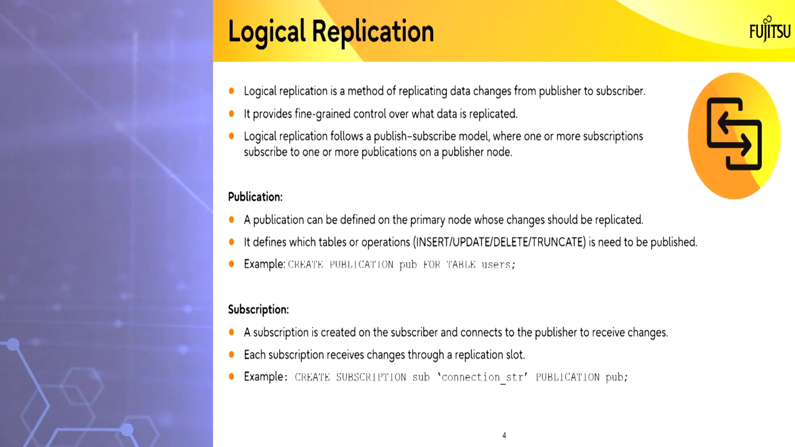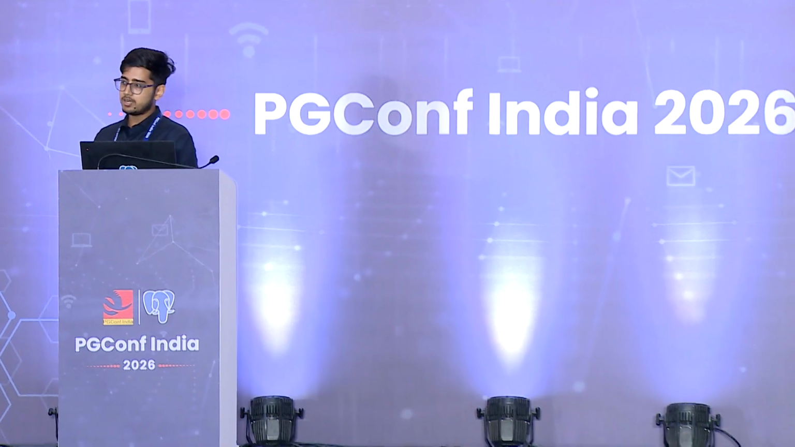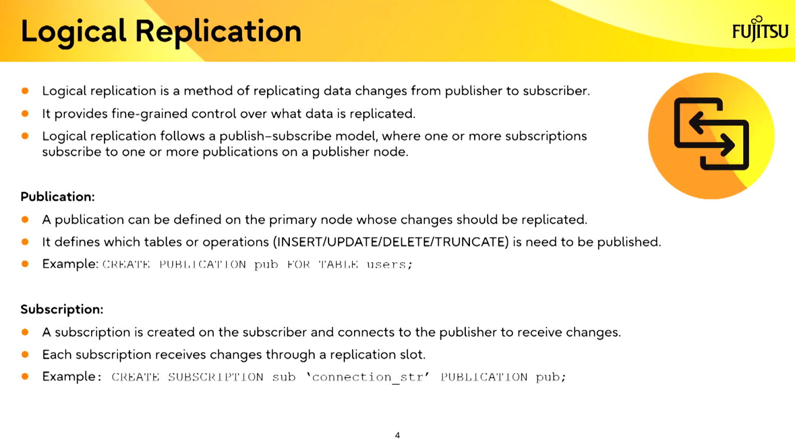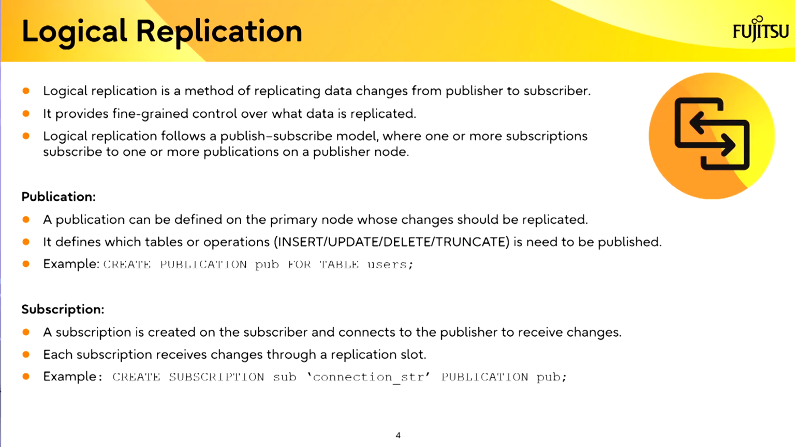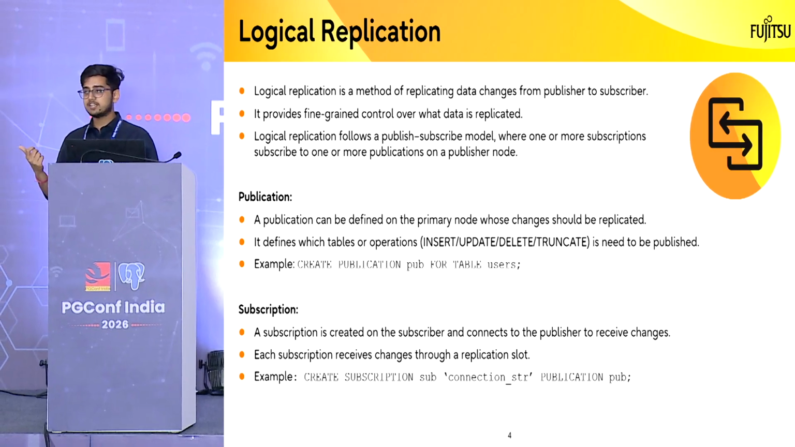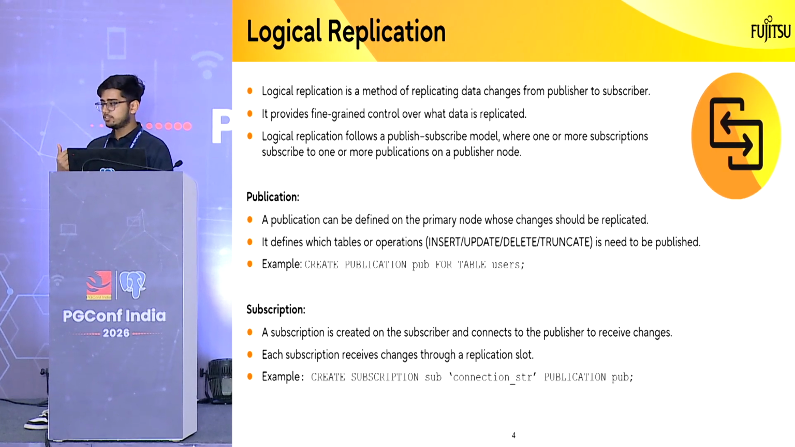replication slot. That replication slot is present on the publisher node, and it helps to track the progress of the transaction. For subscription, we use the create subscription command, and I have given an example for that. Create subscription sub and connection string. We specify the connection string of the node on which the publication is created, and we specify the publication from which we want to receive the changes.